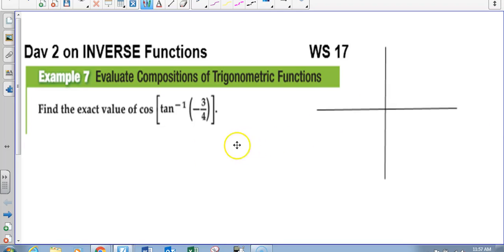I'd rather you didn't. Okay, this is day 2 on inverses.